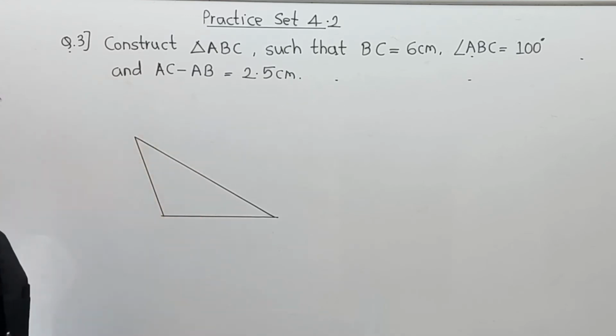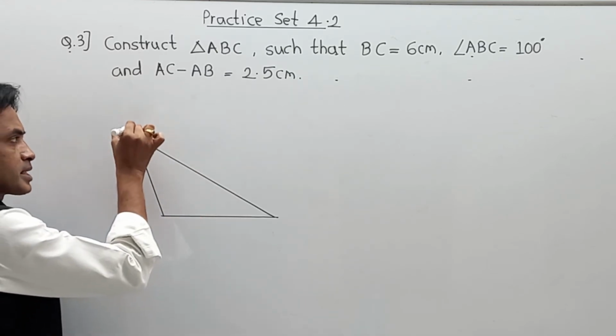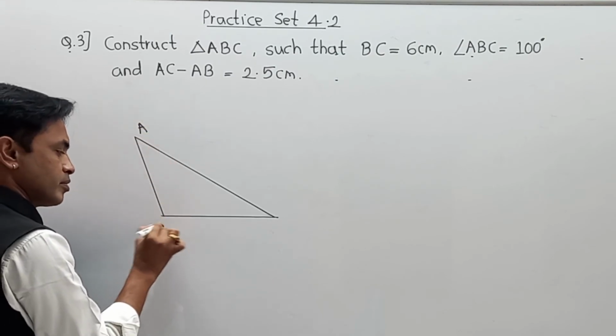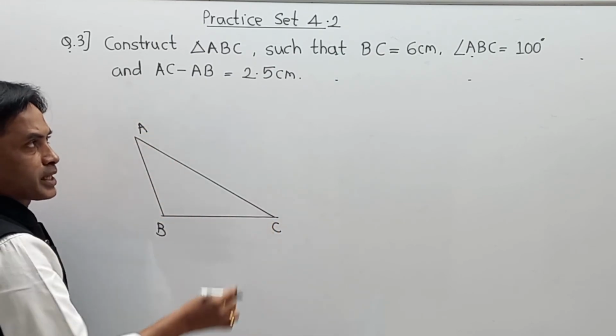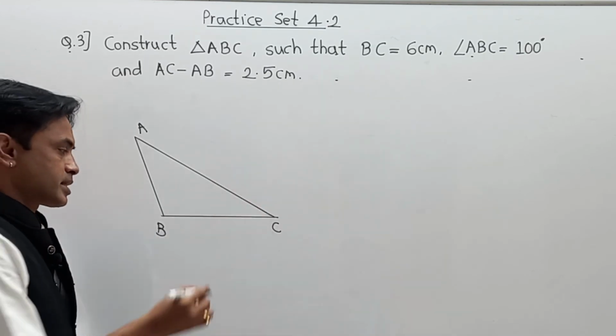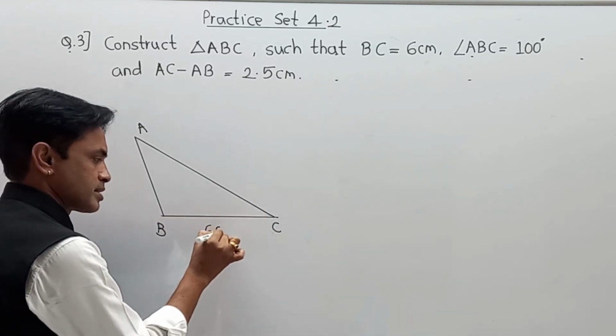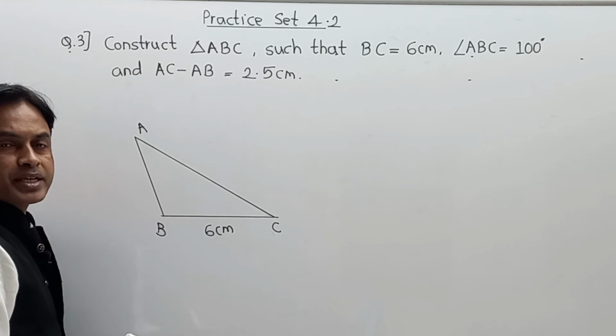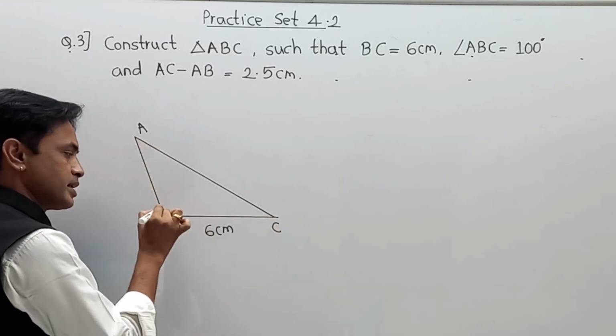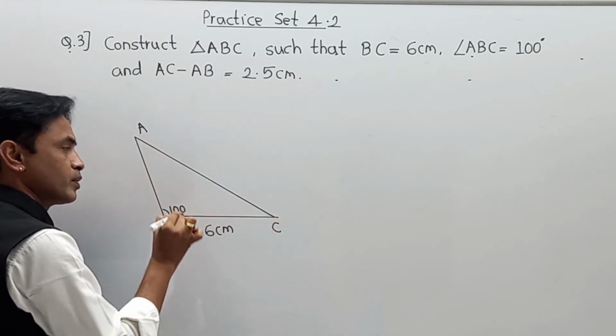So that we can understand its pictorial point of view. This is a triangle ABC over here. As per the condition, base BC is 6 centimeter. Angle ABC is 100 degree over here.